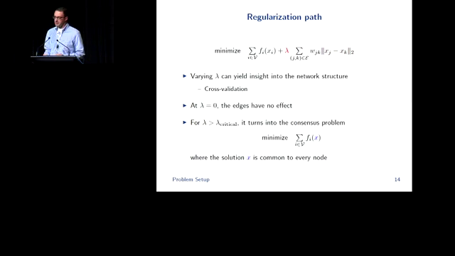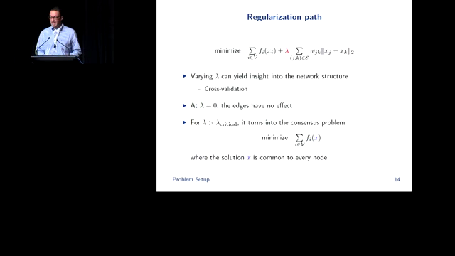This lambda term here is actually really interesting. It's a regularization parameter, and we pick the right value by things like cross-validation, but it has some really interesting properties along this path here. So at lambda 0, the right-hand side goes away, and each node says, I want to minimize my own fi of xi. That's completely separable. You can solve it in one step.